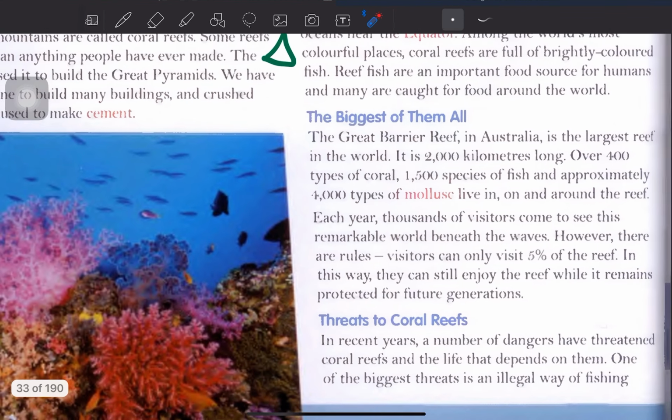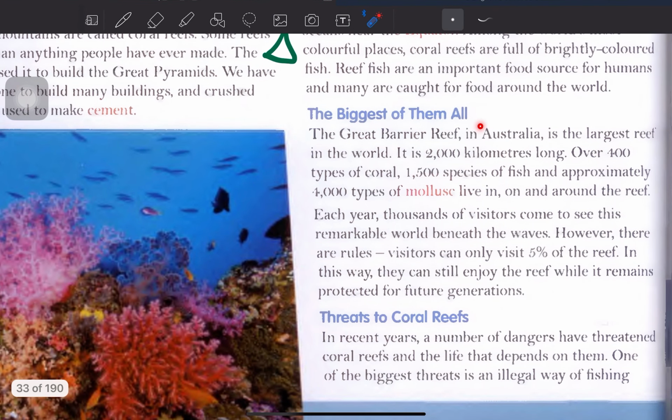Next. The biggest of them all. The Great Barrier Reef in Australia is the largest reef in the world, yang paling besar sekali di dalam dunia.